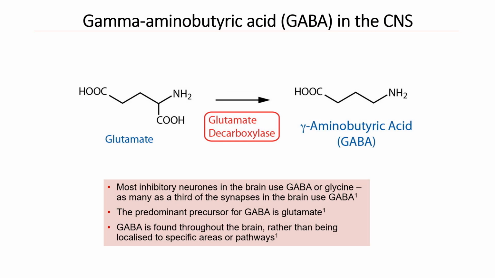Last but not least is GABA, which is the main inhibitory neurotransmitter found in the brain. In other words, when GABA interacts with the receptors of a neuron, it generally makes the neuron less likely to fire an action potential or release neurotransmitter. GABA is synthesized predominantly from glutamate by the enzyme glutamic acid decarboxylase, which is found almost exclusively in GABAergic neurons, and it is actually found throughout the brain rather than being localized to specific areas or pathways.